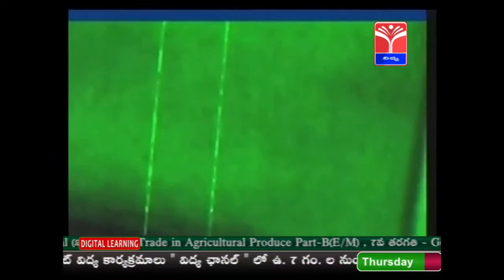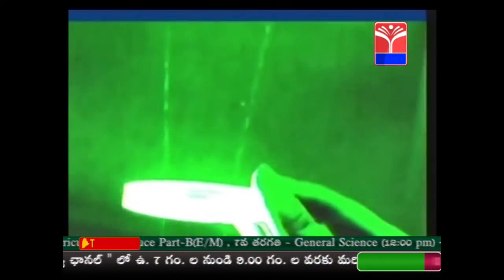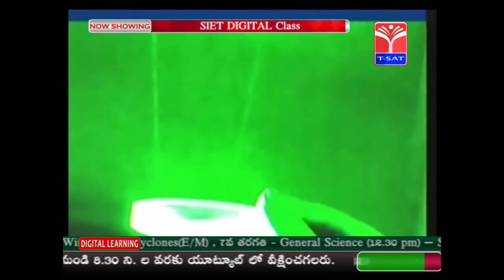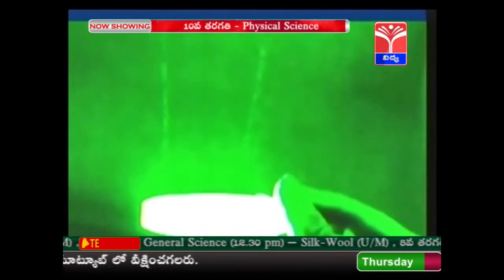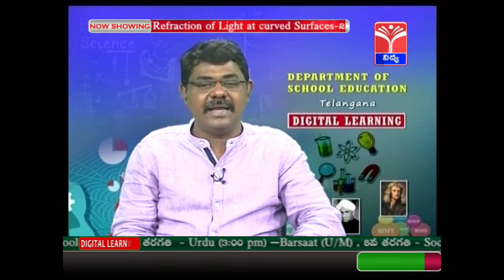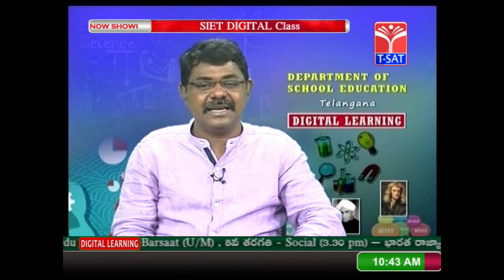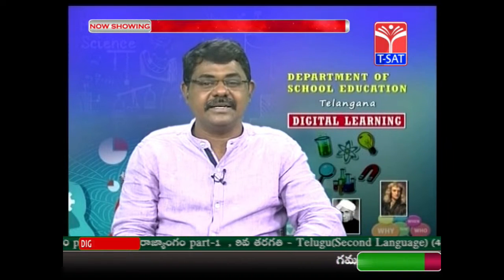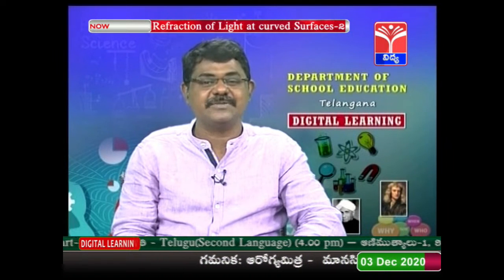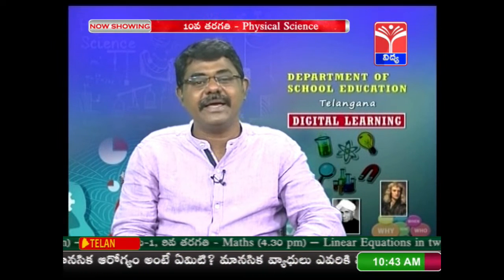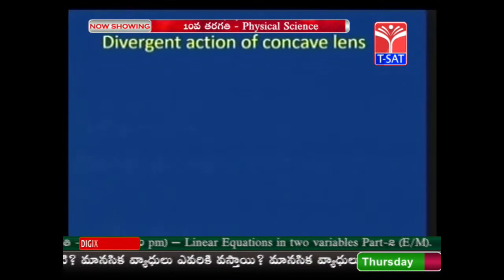See the activity. These two are the parallel light rays. If you keep a concave lens in front of these two parallel light rays, what can you observe? They are diverging, they are not converging, they are diverging. So a concave lens diverges the light rays; especially a parallel beam of light rays is diverged when a concave lens is placed in front of it. Now you can see the divergent action of a concave lens.